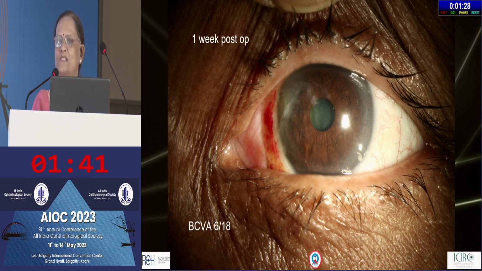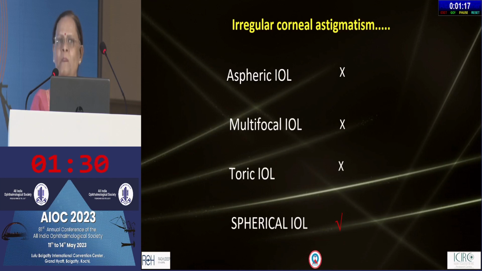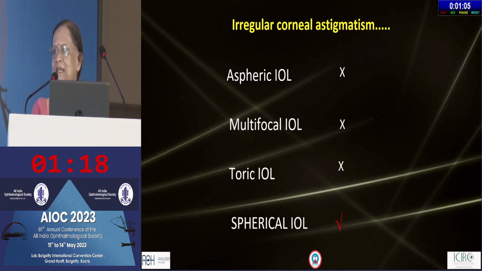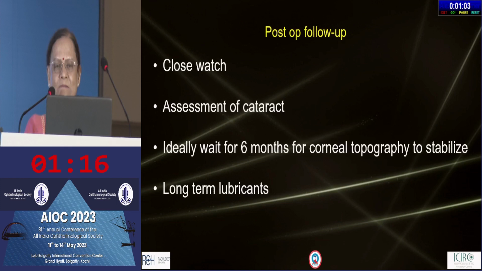But if you notice, she was so happy with her best corrected of 6/18 after the pterygium was removed. So this was another very rewarding thing for us. And we waited for 6 months and then operated her. But because of the scarring, we would not advise any IOL other than the spherical IOL, a non-aspheric IOL. So we put SA60AT and she was very happy with that.